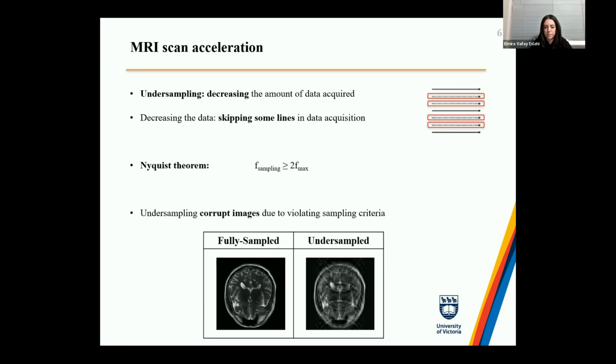meet the sampling theorem. As you can see here, the right one is the undersampled image, and the left image is showing the original or fully sampled image. And as you can see, the undersampled image is corrupted and it's blurred. So we need to find a solution for that.